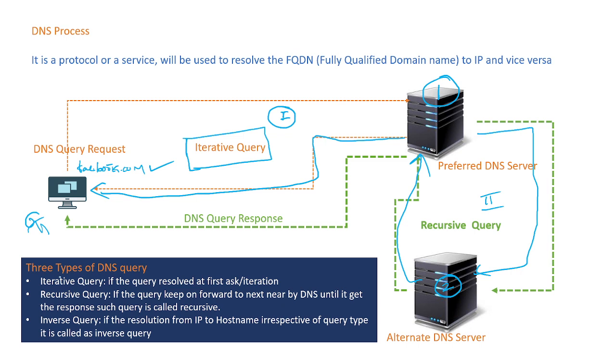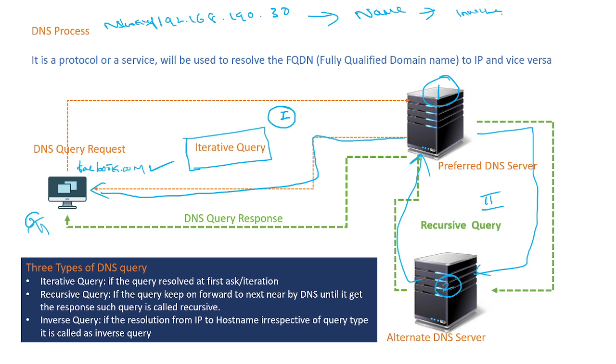And the third one is inverse. Inverse is very easy. No matter whether the query is iterative or recursive, if you are resolving an IP address to a host name, you know the IP address, and you just type nslookup space 192.168.190.30 and you are trying to resolve it to the name. Such we call an inverse query.